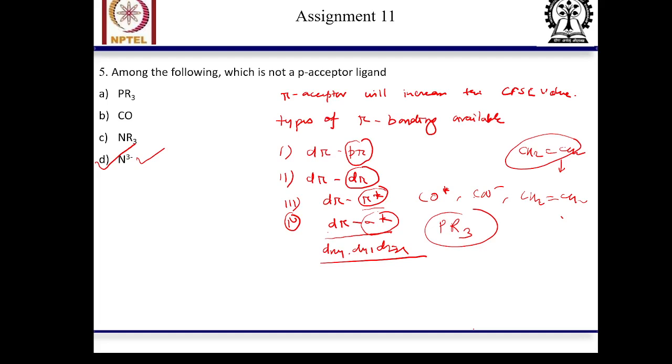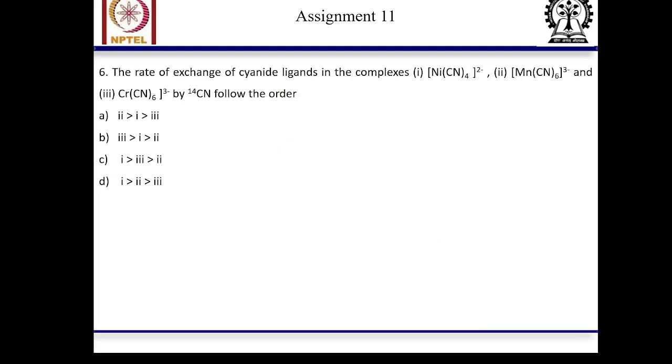Any other question? No, I can go to you. The rate of exchange of cyanide ligand in the complexes Ni(CN)4 2 minus, Mn(CN)6 3 minus, and Cr(CN)6 3 minus by 14C-labelled cyanide follows the order. Can anyone tell what is the answer for question number 6?